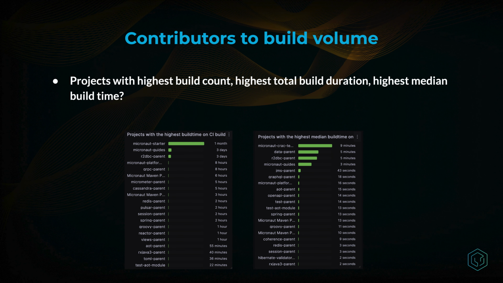We can also ask questions about build volume: which projects create the most build counts, which add up to the most duration, which means they consume the most CI resources, right? Which have the highest median build time, and so on. That already gives you an idea of who the star players are among your projects, right?